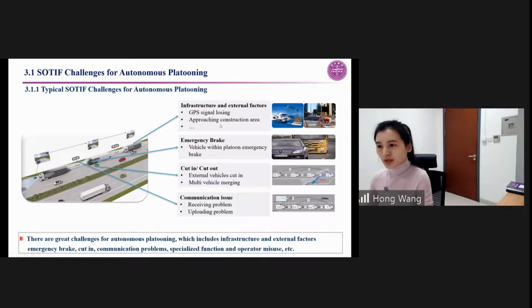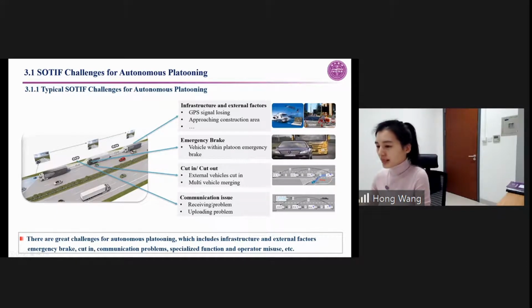Let's review them. The first one is infrastructure and external factors. Like when the platooning is running on the road, if there is GPS signal loss when approaching a construction area, this is a SOTIF issue from infrastructure and external factors. The second one is the emergency brake. Emergency brake would cause instability of the platooning itself. A vehicle within the platoon braking in an emergency can cause a SOTIF issue too. The third one is cut in or cut out of the autonomous platooning. This is an external vehicle cutting in, or a vehicle in the platoon driving away from the platoon.